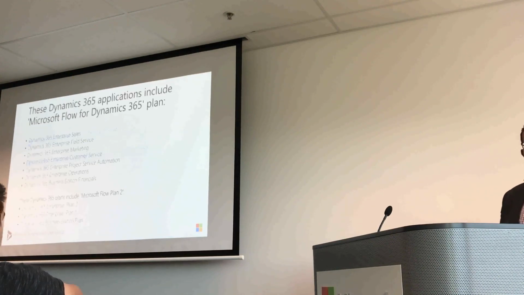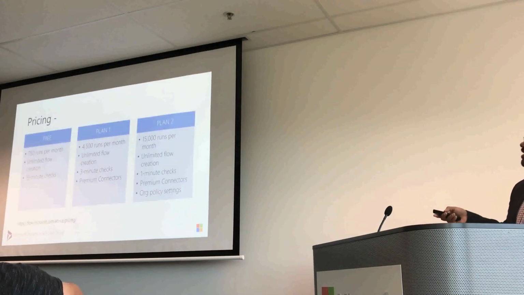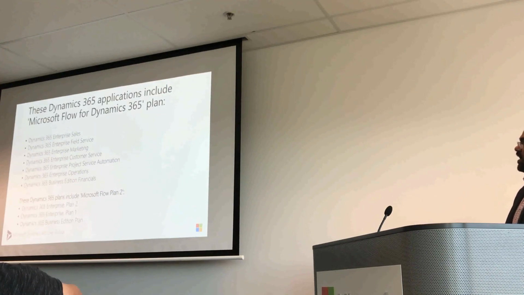Which tier would you get, by the way? You've got plan 1, and this one entitles you to plan 2. So which tier of Logic Apps? Sorry, not Logic Apps, Flow, would you get? Plan 1 and plan 2. Right. Okay. Yeah. I see. Yep. Makes sense.